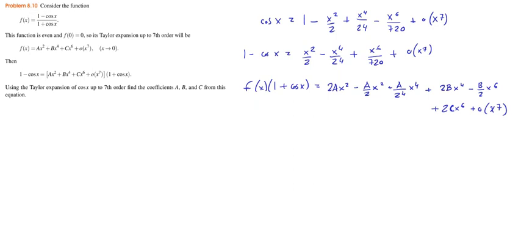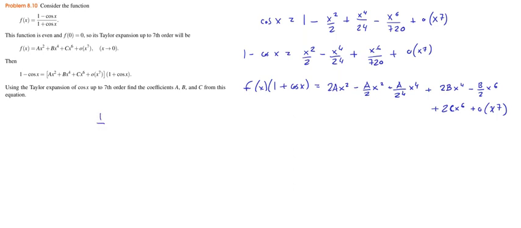So let me erase this. Okay, now we have these two expressions, and we know these two have to be equal to each other for every value of x. That means that the only way we can equate these two things is if the coefficient for each term in the polynomial, for each degree, is the same. So we have to collect terms in terms of x squared.